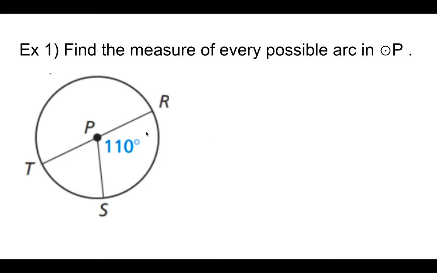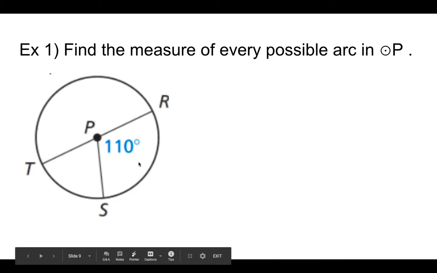So looking at this problem, since we are going from the central point P, that 110 has to be the central angle, so that tells me that arc RS has to also equal 110 degrees. And then I have this line.